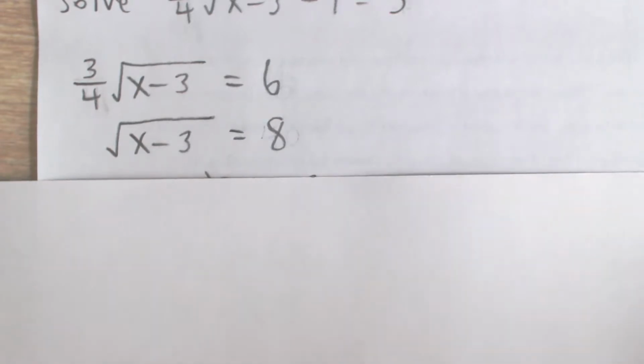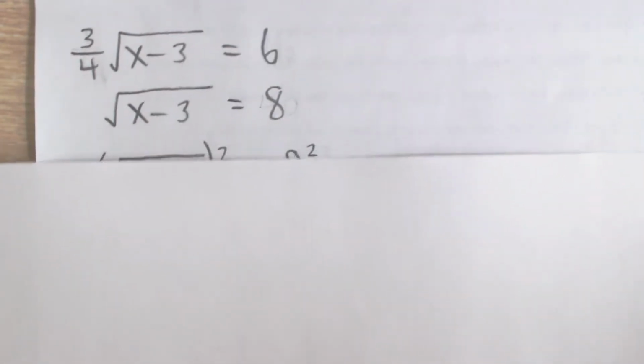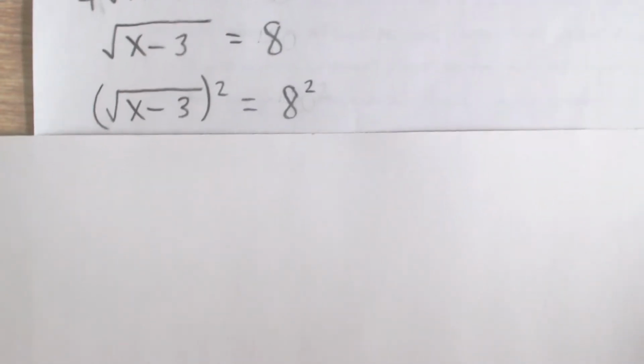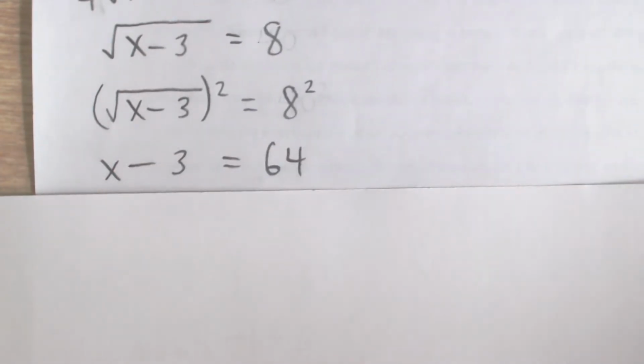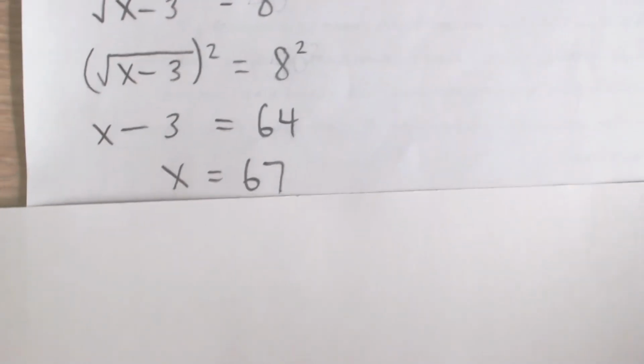And so now we can square both sides in order to cancel that square root out. And so on the left, all we're going to have is x minus 3. On the right, we have 8 squared, or 64. Now it's a pretty simple linear equation. Just add 3 to both sides, and we get x is equal to 67.